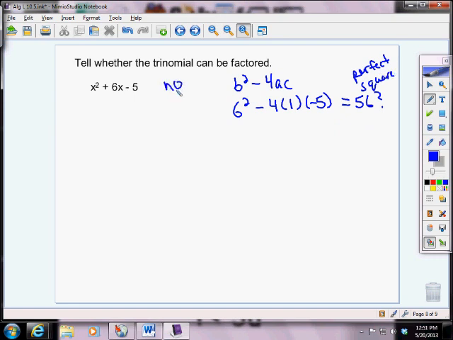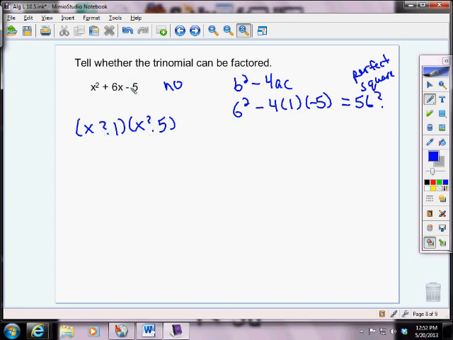No, it can't. That's going to save you a lot of time, because if you didn't do that, you're saying, all right, what two things can I multiply to give me negative 5? Well, the only way I can get 5 is negative 1 and 5. Now, how can I put a minus and a plus sign to give me 6? I can't think of any way.